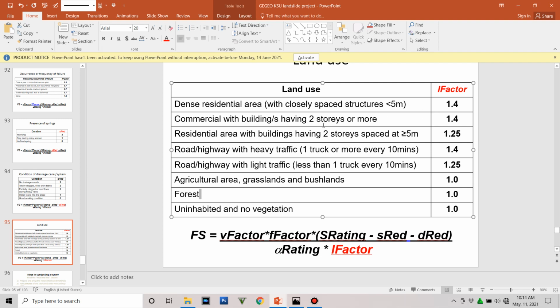1.4. Commercial buildings having 2 stories or more, 1.4 din yan. So, residential area, pero hindi naman maraming gaanong bahay, we have 1.25. So, if it is being used as a road or highway with heavy traffic, 1.4. And then road highway with light traffic, we have 1.25. Then the agricultural area, forest, uninhabited or no vegetation, we have 1.0. So, it will remain to be the factor.